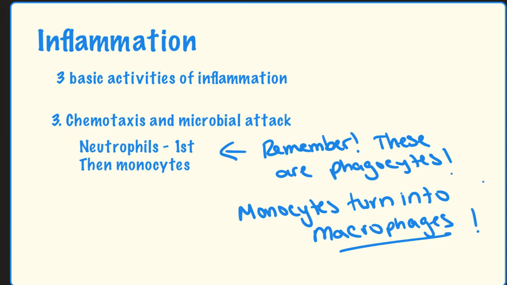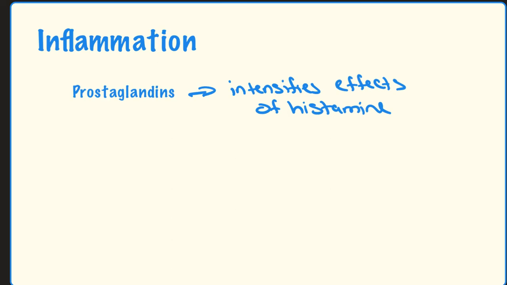Some other things that can be released other than histamine are prostaglandins. These are going to be released by the damaged cells that are there, and that intensifies the effects of histamine and also helps to stimulate more emigration of phagocytes. So obviously the greater the tissue damage, the greater this process is going to be.